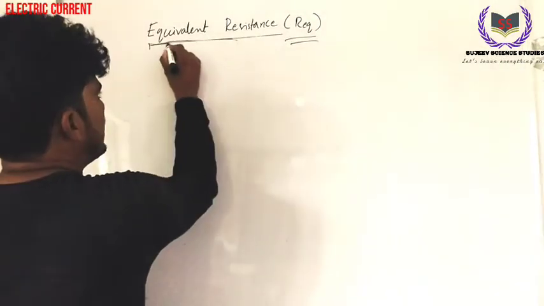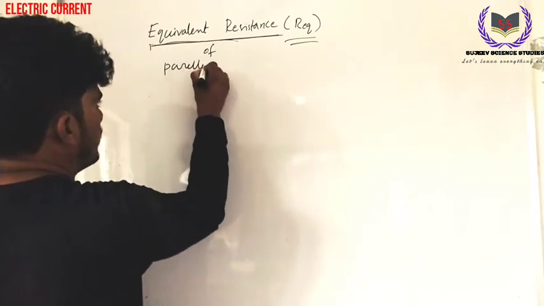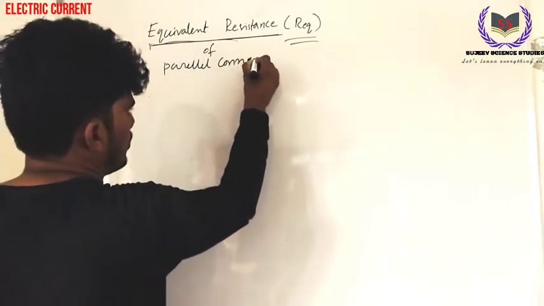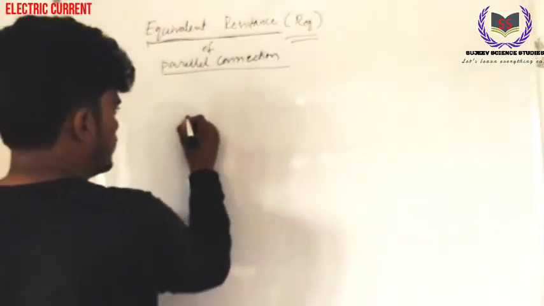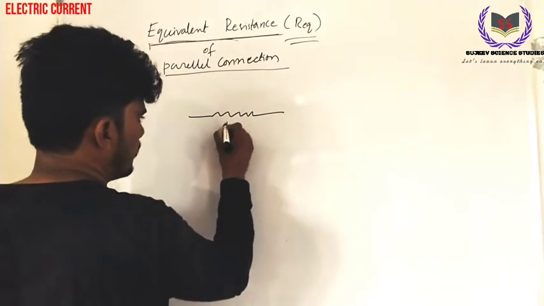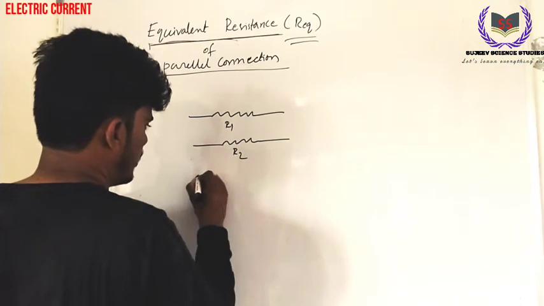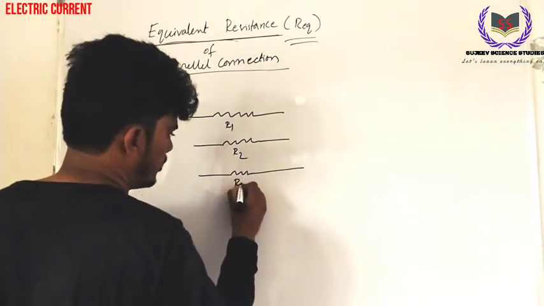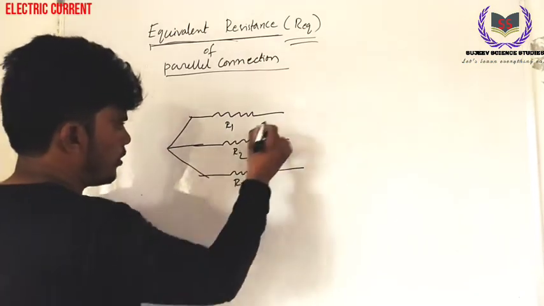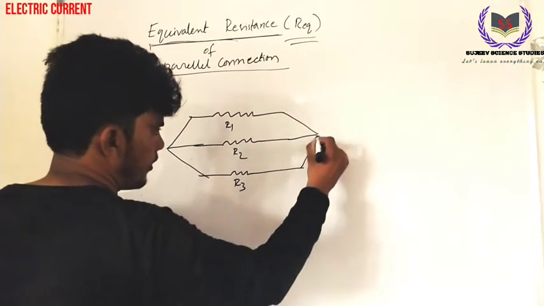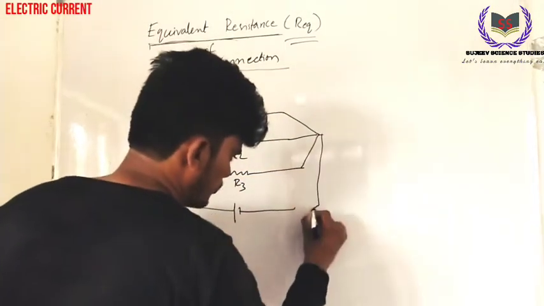Next one is the equivalent resistance of parallel connection. Look at here. This is resistor 1, R1. It is resistor 2, R2, and it is resistor 3, R3. Are you clear? These resistors are connected in a parallel way, connected to the battery.